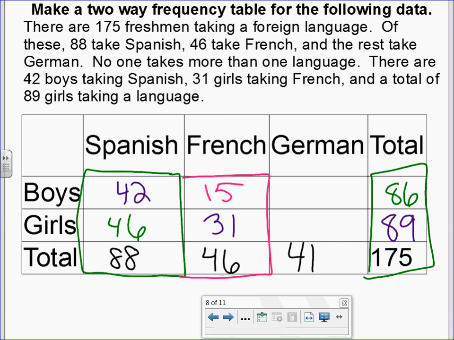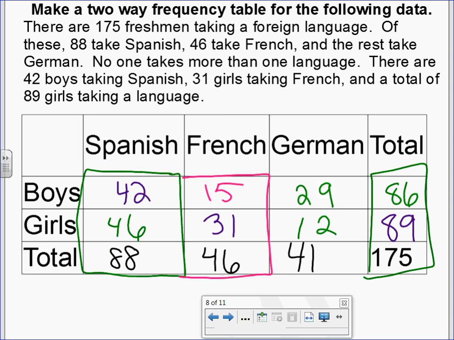Where are we going next, Hannah? German boys. So, ooh, this one's tricky. 86 minus 15 minus 42. 29. And then last but not least, girls taking German. 41 minus 29. Looks good. Did we mess anything up? Anything? We're good?